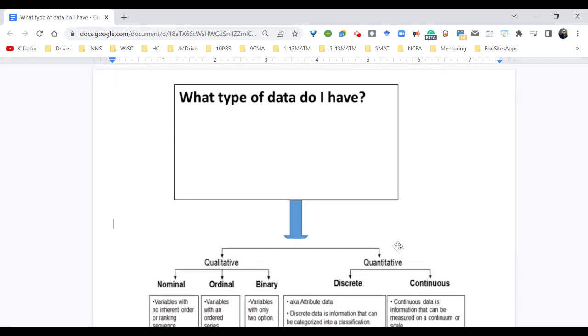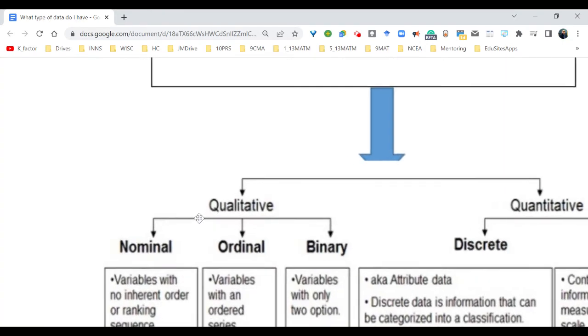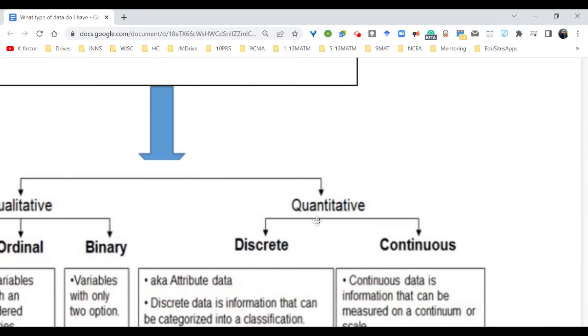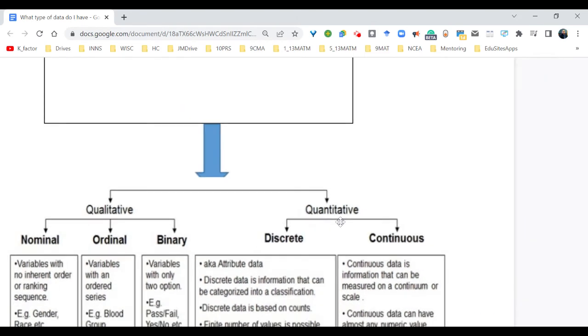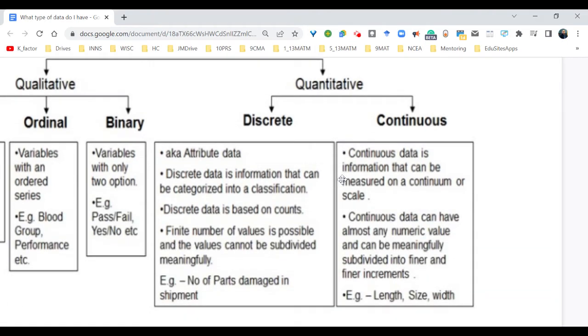So, one thing you need to understand before you start graphing is what type of data you have. Data can be divided into two categories predominantly: one called qualitative, the other quantitative. Let's have a look at the quantitative bit. This can be further broken down into two categories: continuous or discrete.